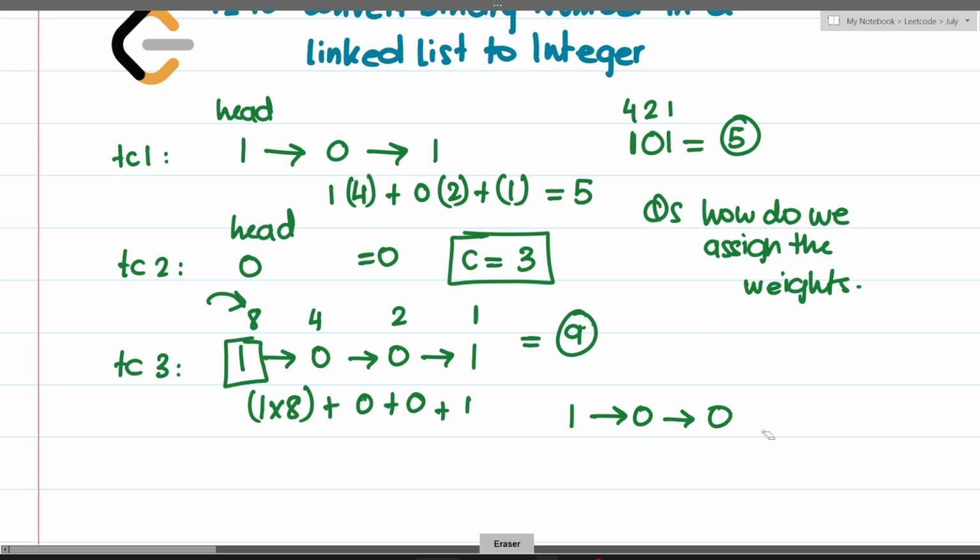Now given that I have three nodes, how can I assign the value? Since I have three nodes, let's see, is this 2 to the power 3? No, 2 to the power 3 is 8. This is actually 2 to the power 2. So whatever the count value is, just subtract 1 from it. So this is going to be 2 to the power 2, this is going to be 2 to the power 1, and this is going to be 2 to the power 0. If there was any other value over here, for example, let's say 1, it would have been 2 to the power 3, because count would have been 4 in that case. So it's as simple as that.